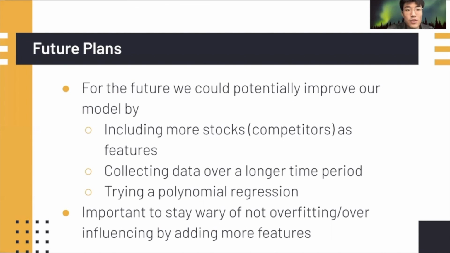The last thing is future plans. For the future, we could potentially improve our model by including more stocks as well as competitors. We could also collect data over a longer time period and try adding polynomial regression. It's important to stay aware of not overfitting or being influenced by adding more features.